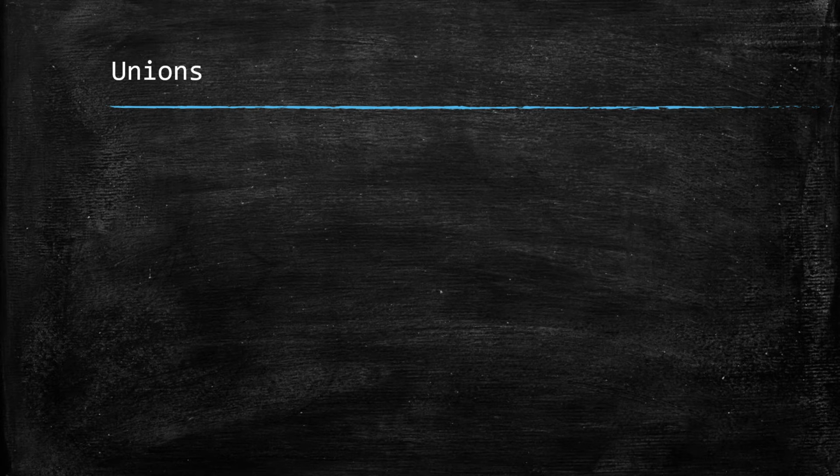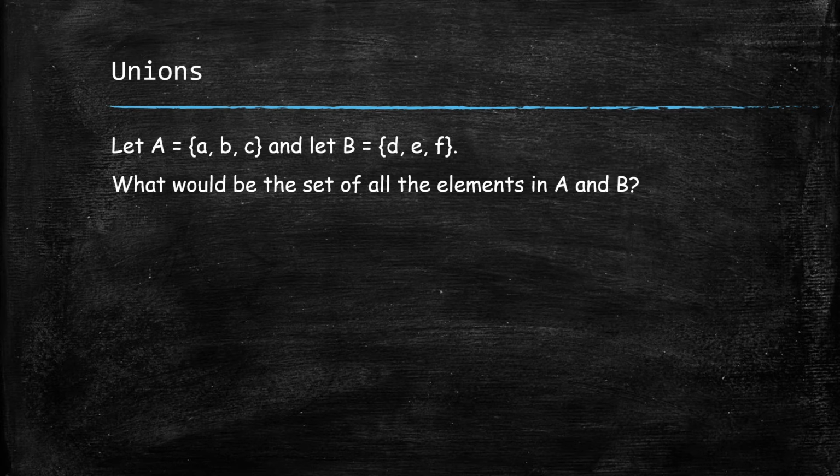Now let us look at unions. So let A be a set with elements A, B, and C, and let B be a set with elements D, E, and F. So what would be the set of all the elements in A and B? So if we look at it, a set of all the elements in A and B would basically be combining the elements in A and the elements in B. So this set would then be A, B, C, D, E, and F.